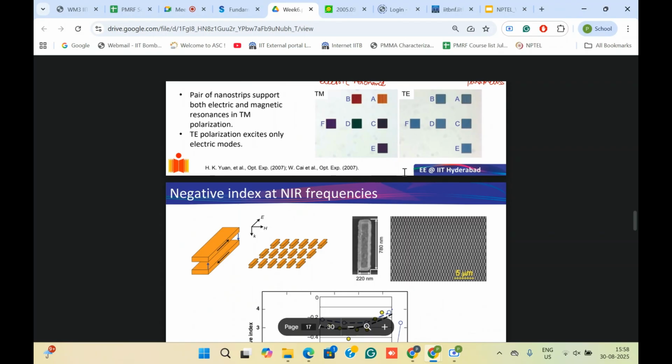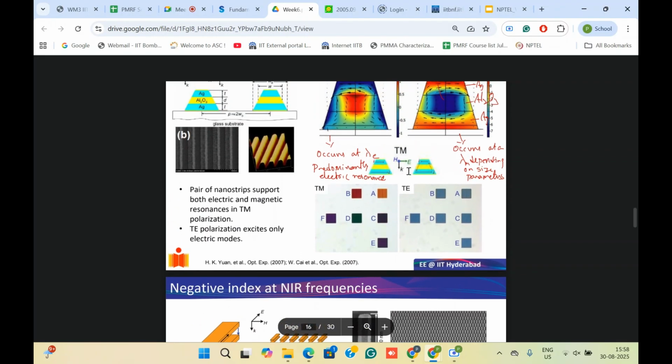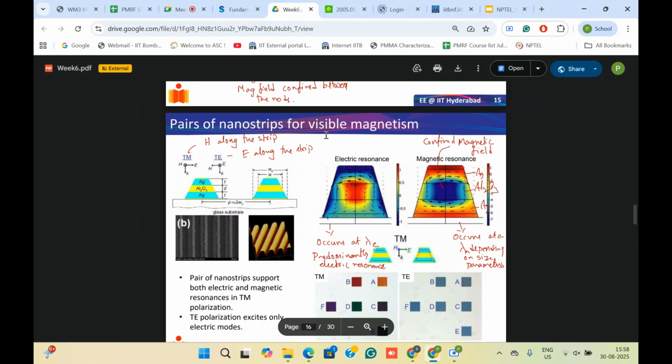So for TM incidence, if I look at my cross section, I am looking at the side view of this structure. When I have the magnetic field along the strip and the electric field along the strip, I can look at these structures, and we can see that two types of resonances are excited. So when the magnetic field is along the strip, we can see the circulating displacement current like this. Here the arrow represents the displacement current.